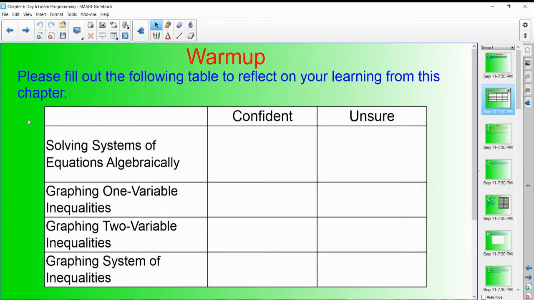Okay, so for today, we're really going to have to be confident, or at least working towards confidence in graphing systems of inequalities. If we can graph systems of inequalities, we can do linear programming. We're going to have to make the system, but we can do that.